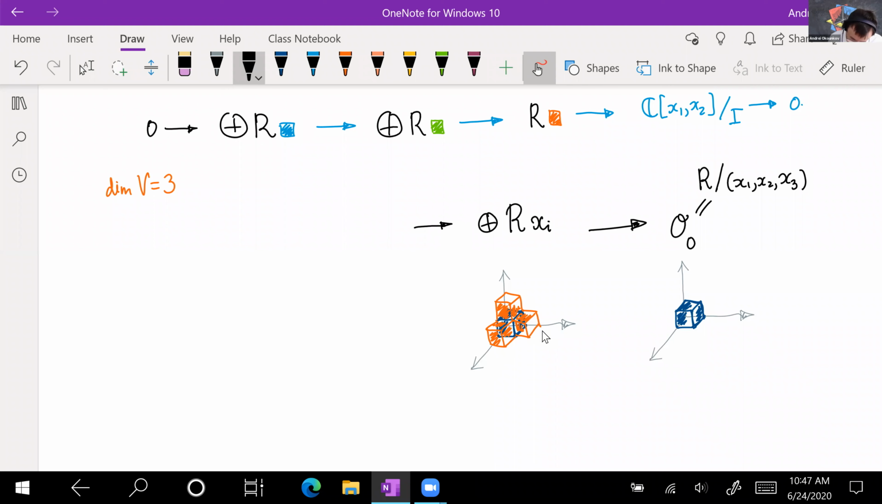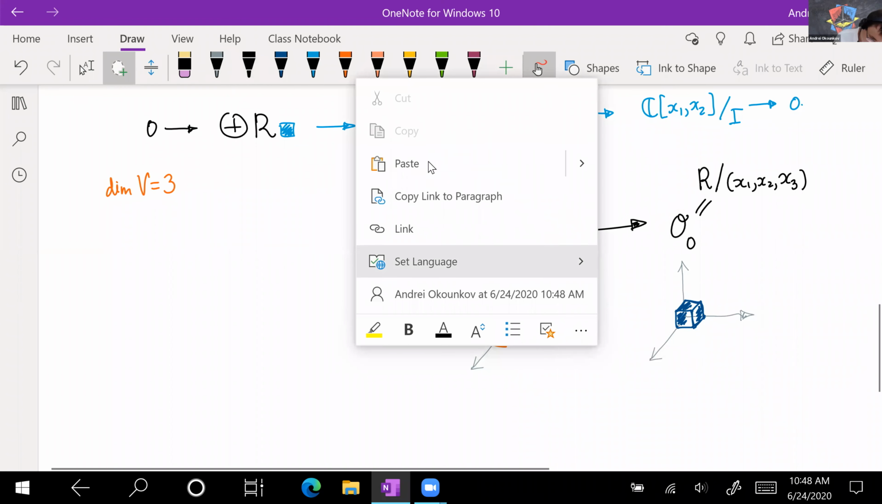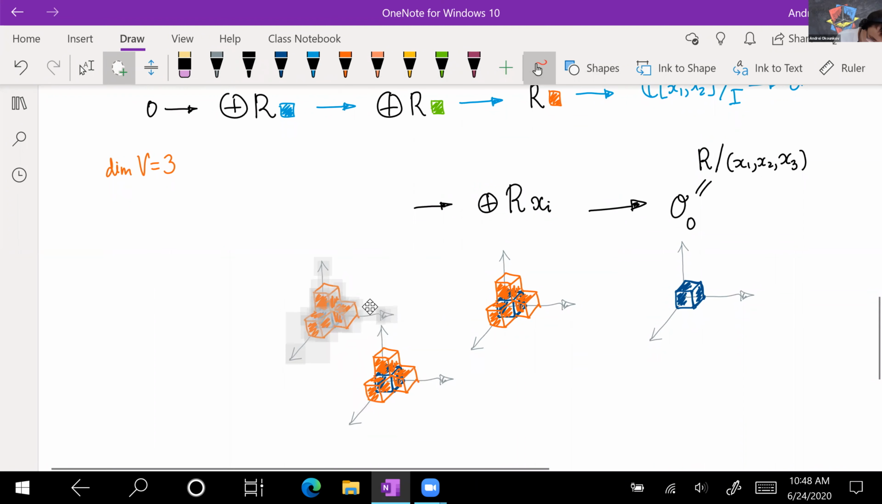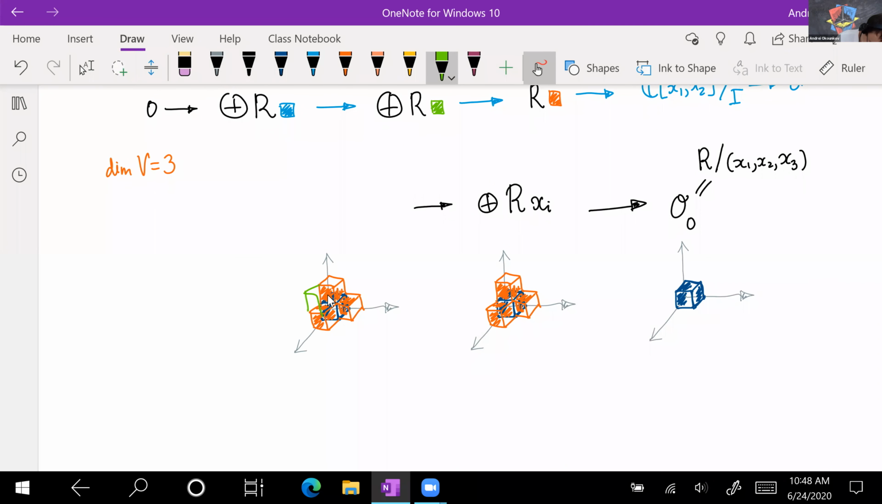What would be the relations between these? Well, again, the analogy we just discussed makes it clear where the relations are. So the relations would be these boxes.